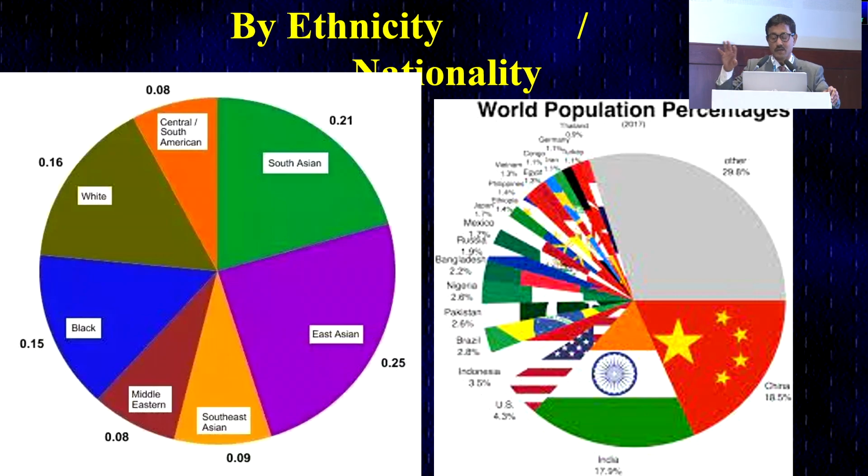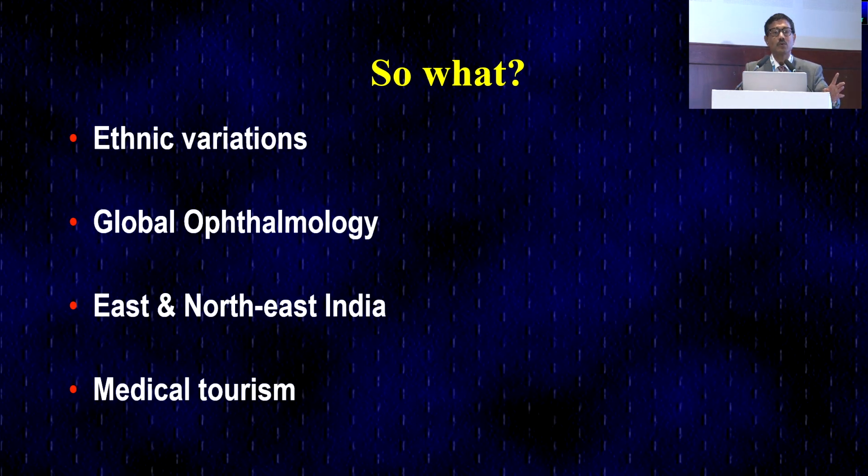So South Asian anatomy is very different from East Asian anatomy. So what's the big difference? Number one, first we have to be aware that there are ethnic variations. Today we live in a globalized world. Everybody is born from anywhere at this point in time. There's no guarantee that 20 years later they're going to live in the same place.